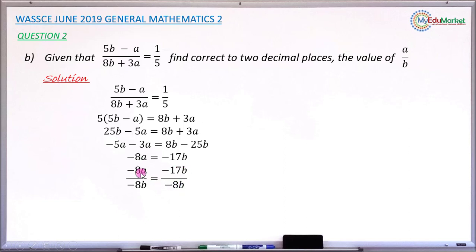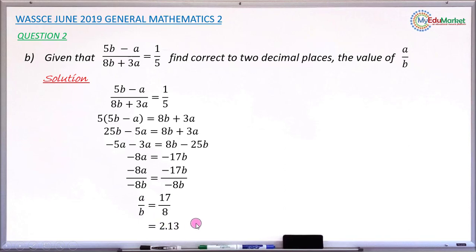You can see here −8 will cancel −8, so we will now have only a/b on the left. And b will cancel b, so you only have −17 divided by −8 on the right. If we do that, you now have a/b on the left and 17/8 on the right, since minus divided by minus gives plus. So you now divide 17 by 8, because we are asked to give our answer correct to 2 decimal places. Dividing 17 by 8 and writing the answer to 2 decimal places, you have 2.13. So this is the value of a/b, and that answers this question.